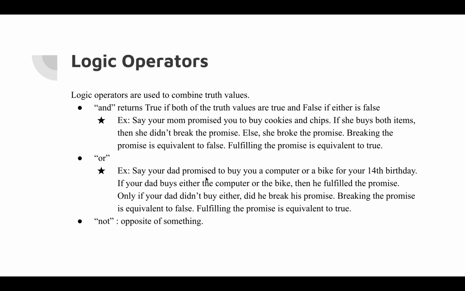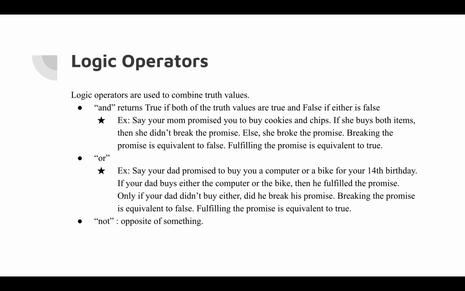Or, say your dad promised to buy you a computer or a bike for your 14th birthday. If your dad buys either the computer or the bike, then he has fulfilled the promise. Only if your dad didn't buy either did he break his promise. Breaking the promise is equivalent to false, and fulfilling the promise is equivalent to true. So the OR is a slightly looser operator than AND, because as long as any one of the values it's comparing is true, it'll also return true. It's only when both values are false that OR will return false.